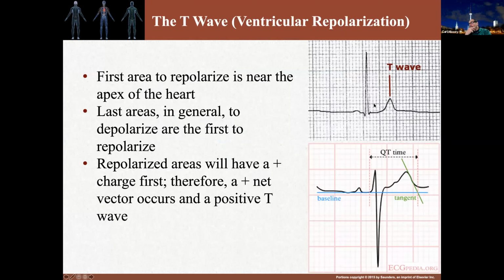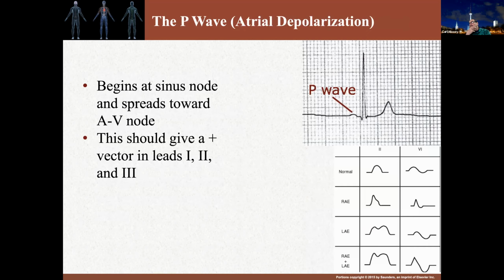The T wave, shown here in a standard EKG, is going to represent the ventricular repolarization. And repolarized areas are going to have a positive charge first. So therefore, you're going to get a positive net vector occurring in a positive T wave.